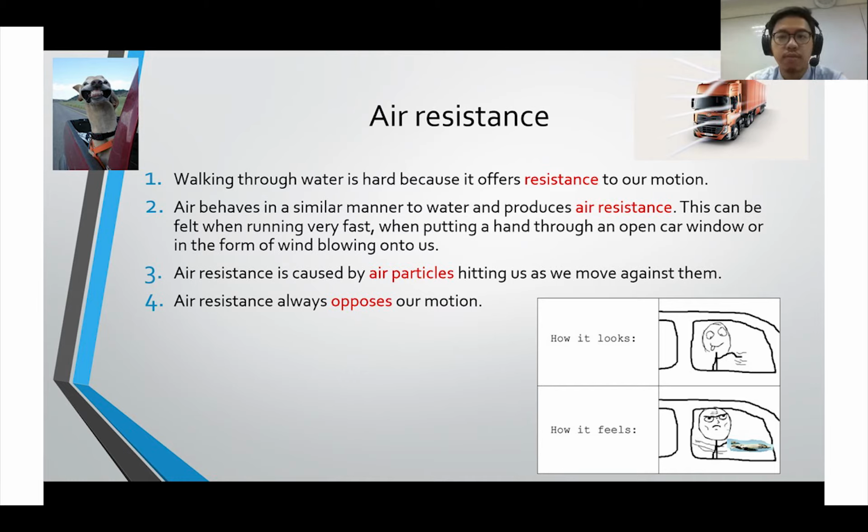If you are moving forwards, air resistance will be opposing your motion, so air resistance will be backwards. If you are moving backwards, air resistance will oppose your motion, so air resistance will be in the direction opposite to your motion, which is forwards. If you are moving to the left, air resistance will be to the right. If you are moving to the right, air resistance will be in the direction left.